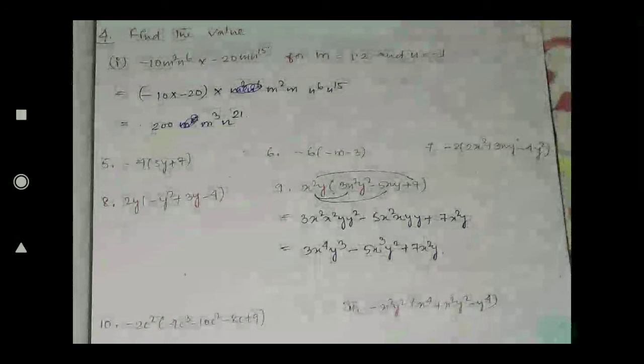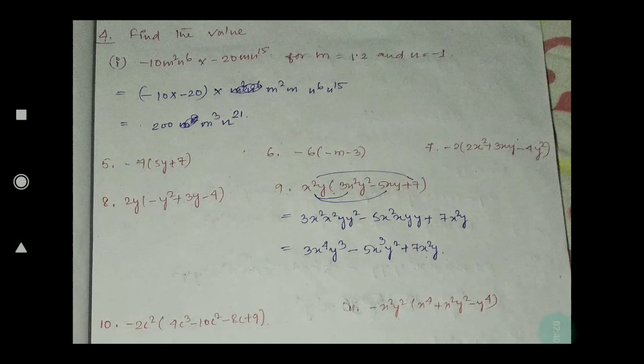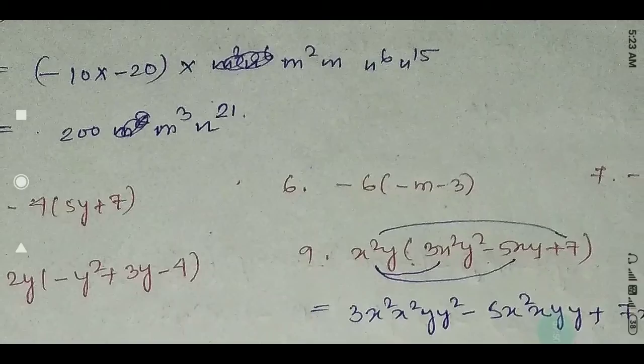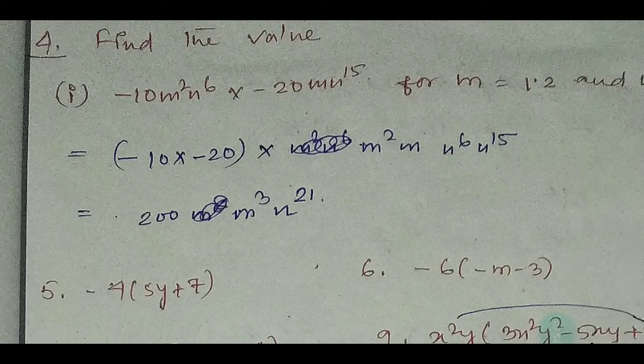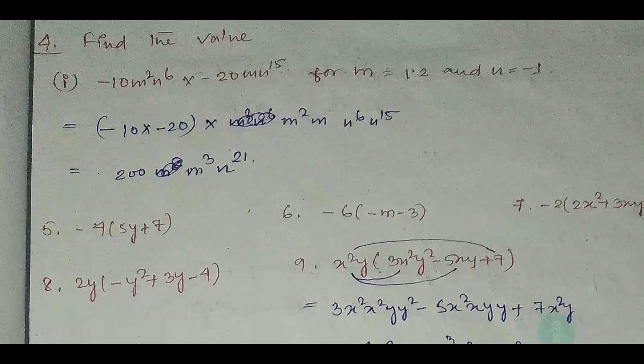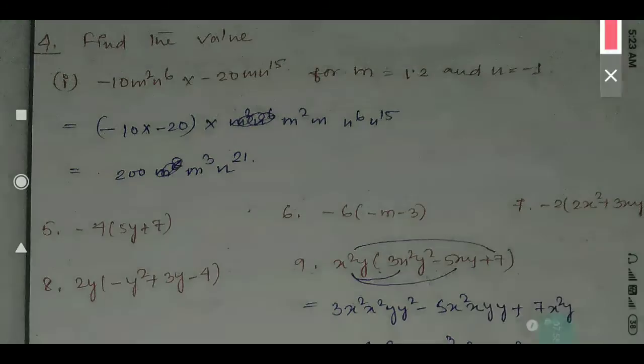Okay, now question number 4. Find the value. If here it is, you have to do the multiplication first. You have to do the multiplication. After that, you have to put the value of m and n here. So let's put the value. Let's do the multiplication first.